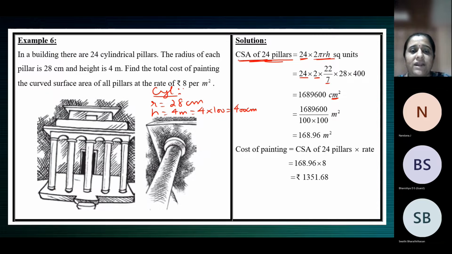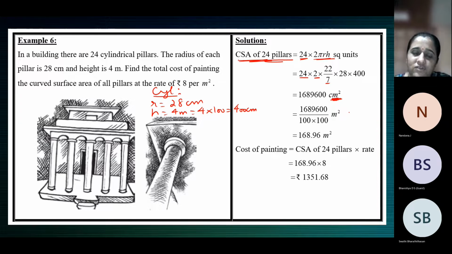But they've given you the rate in meter square. 1 meter square is 8 rupees. Now we'll convert this area, which is in centimeter square, to meter square. Why should you convert? Because the rate is given per meter square, 1 meter square is rupees 8. So convert the area in centimeter square to meter square.